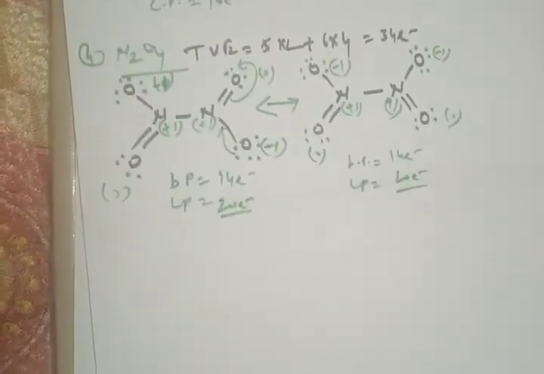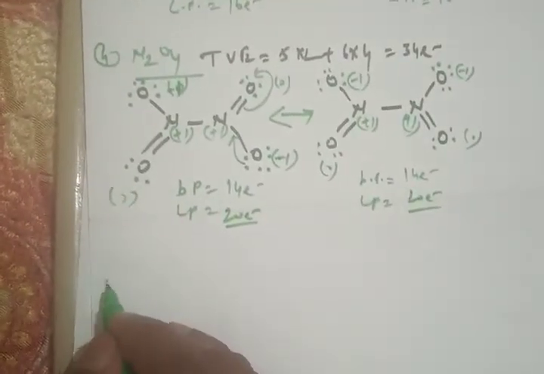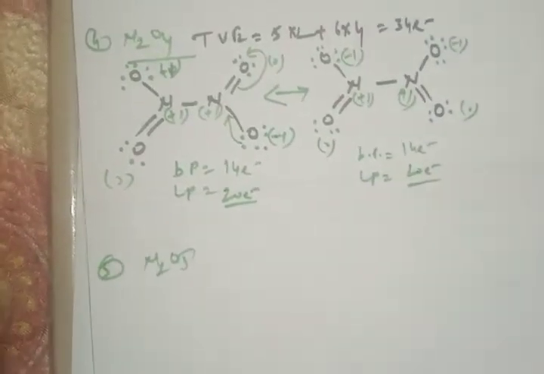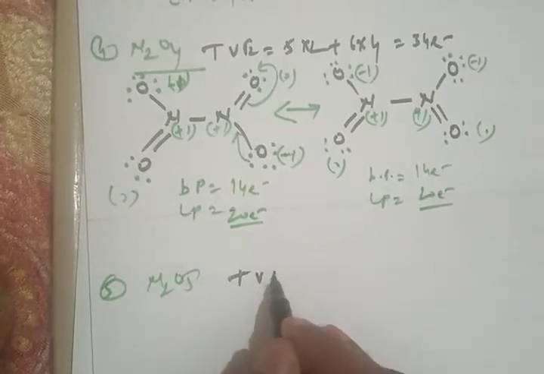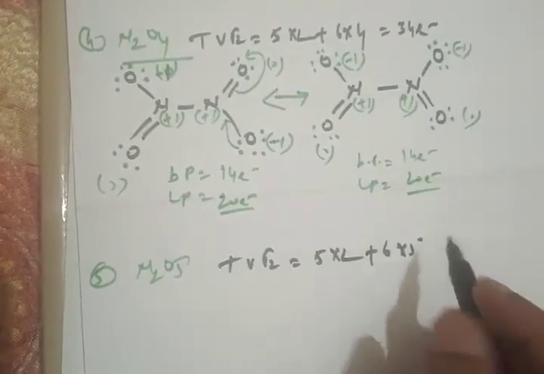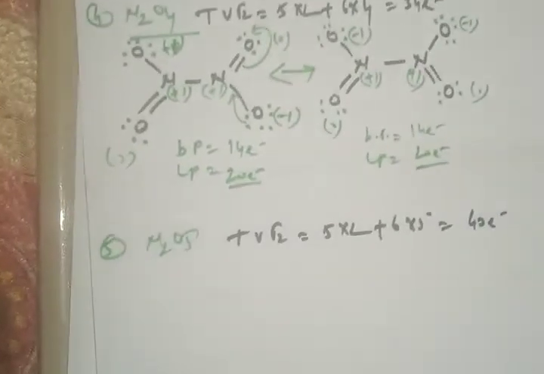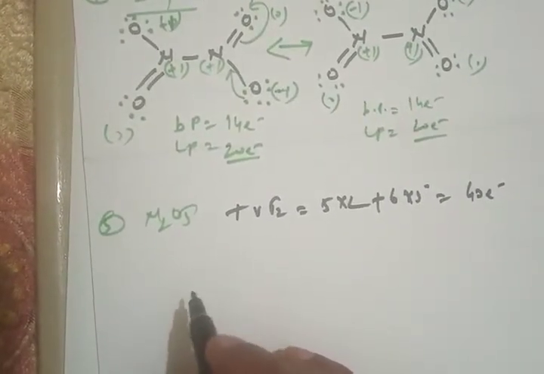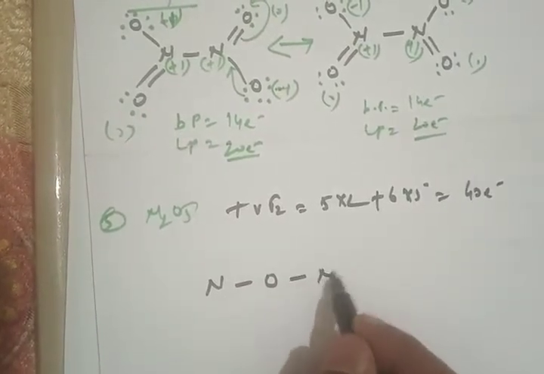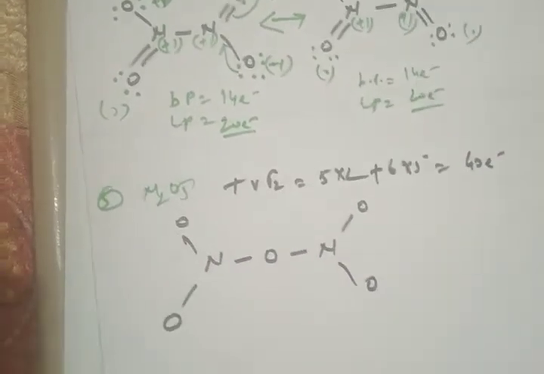And now the last one, because the video is becoming longer, so quickly we'll take the last one, that is N2O5, nitrogen pentoxide. In this case the total valence electrons are 5 into 2 plus 6 into 5, that is 40 electrons total. Okay, let's draw the structure. So we have 5 oxygens and 2 nitrogens, so one nitrogen is bonded with the other nitrogen. Then we have one oxygen, one oxygen, one oxygen and one oxygen. Then we'll complete the octet.